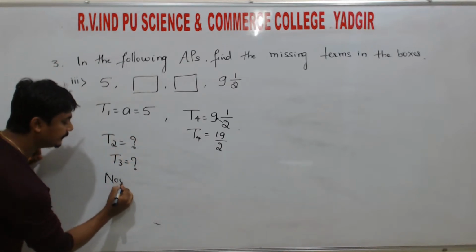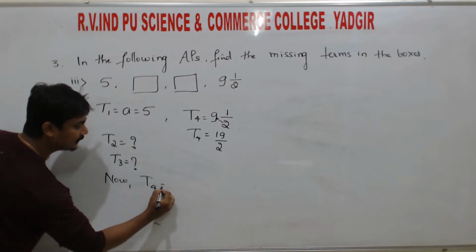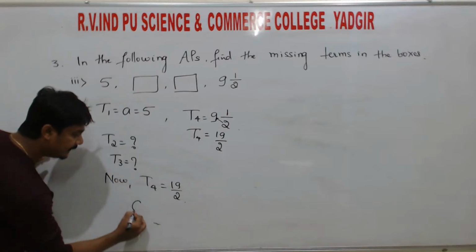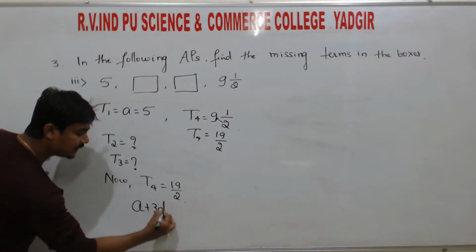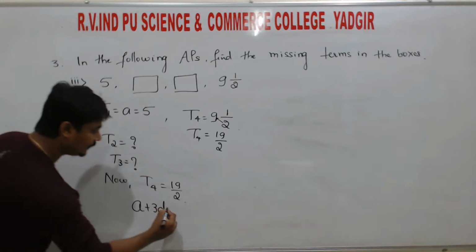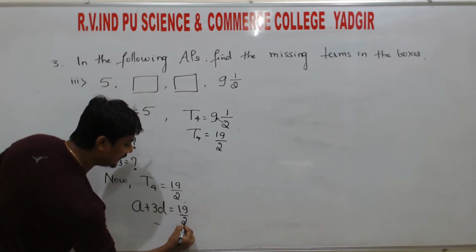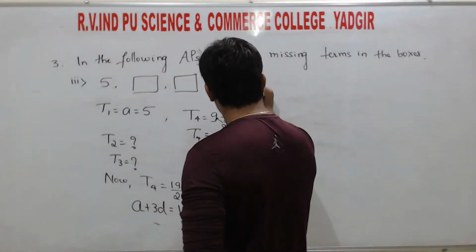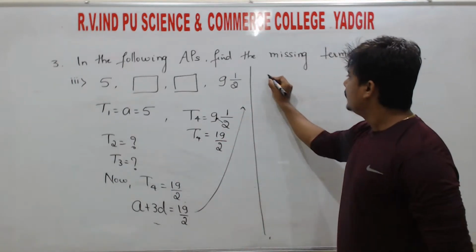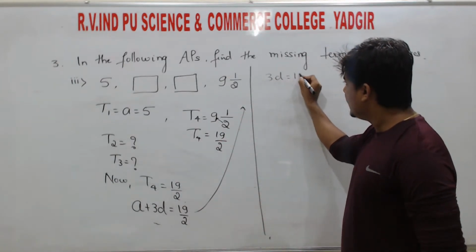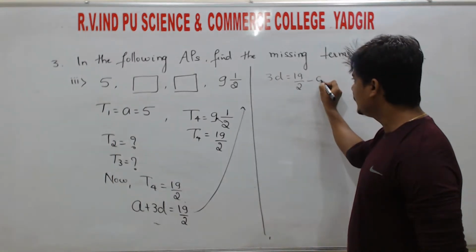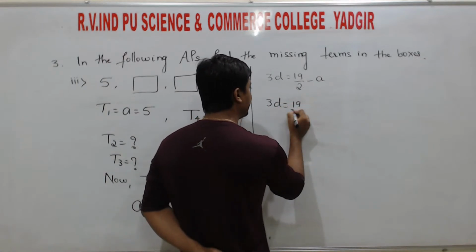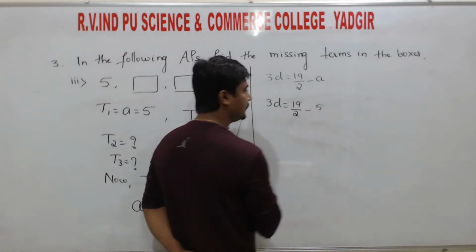Now I will use it. We are given T4 as what? 19 by 2. How can we write T4, dear students? T4 is nothing but our A plus 3D is equal to 19 upon 2. From this, 3D is equal to 19 by 2 minus A. The A value is our 5. 3D equals 19 by 2 minus 5.